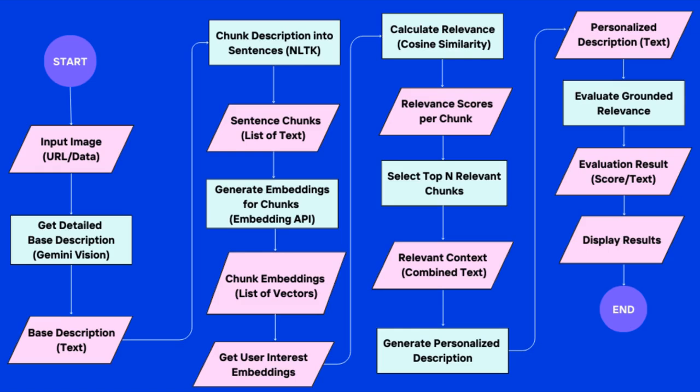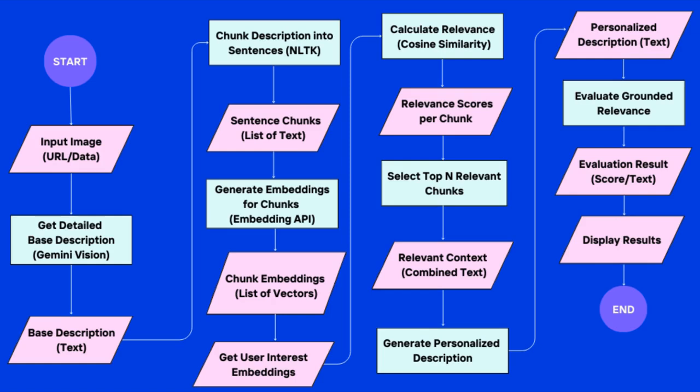Next comes the semantic part. Using the Vertex AI Embeddings API, I generate numerical vectors, or embeddings, for both the user's interest and each sentence chunk. So the core idea is then to compare these embeddings using cosine similarity. So this finds which sentence chunks are most semantically related to the user's interest. So the system selects the top 5 most relevant chunks.